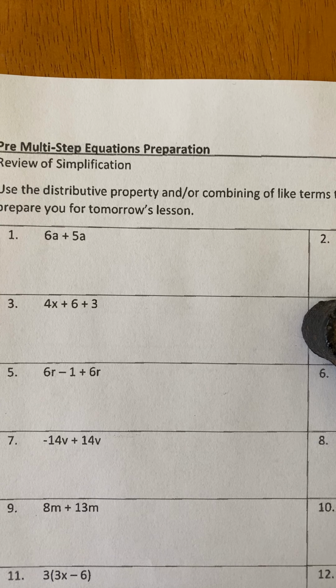All right, so for our final lesson for the week, we are actually going to do some review because next week we're going to start solving multi-step equations where we might have to do a little bit of simplifying before we actually solve. And so I'm going to do some review of combining like terms and using the distributive property. I have this multi-step equations preparation sheet, and I would like to work through several of these with you. So let's take a look at number one.